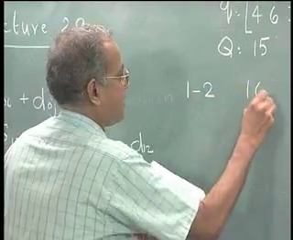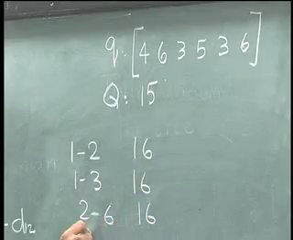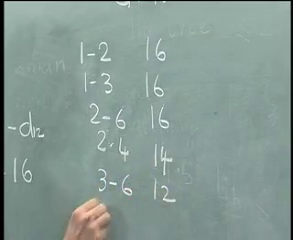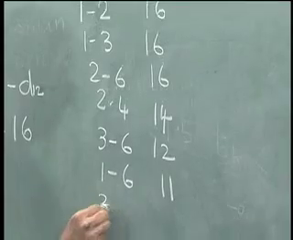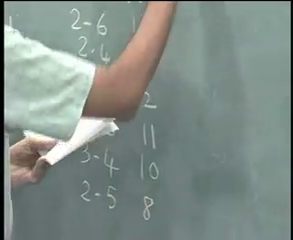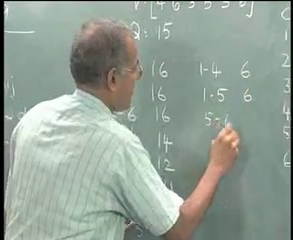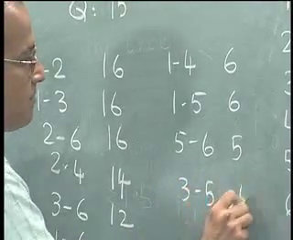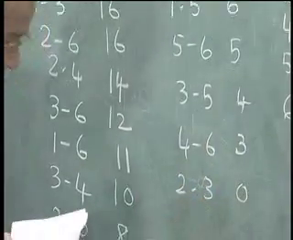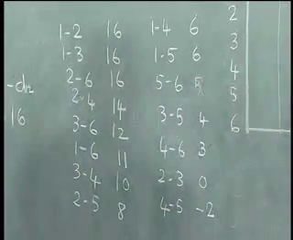So, for 1 to 2 the saving is 16, 1 to 3 the saving is 16, 2 to 6 the saving is 16, 2 to 4 the saving is 14, 3 to 6 the saving is 12, 1 to 6 the saving is 11, 3 to 4 the saving is 10, 2 to 5 is 8, 1 to 4 is 6, 1 to 5 is 6, 5 to 6 is 5, 3 to 5 is 4, 4 to 6 is 3, 2 to 3 it's 0, 4 to 5 it's minus 2.